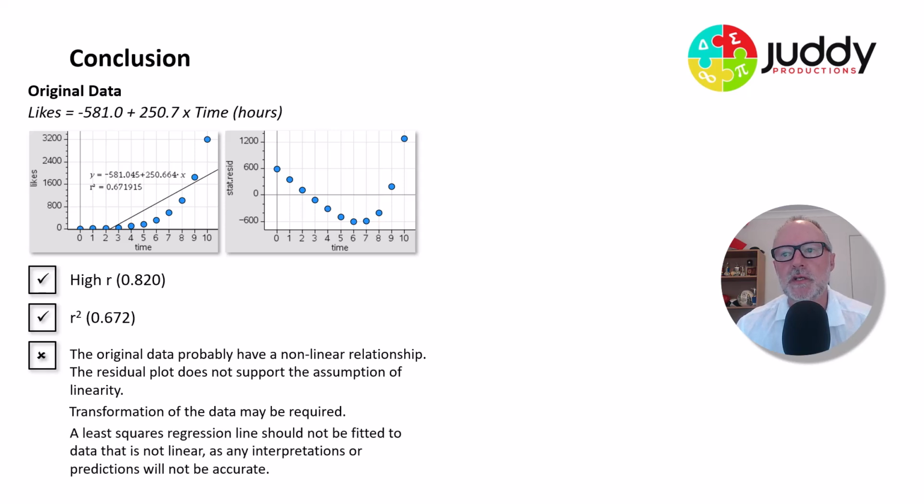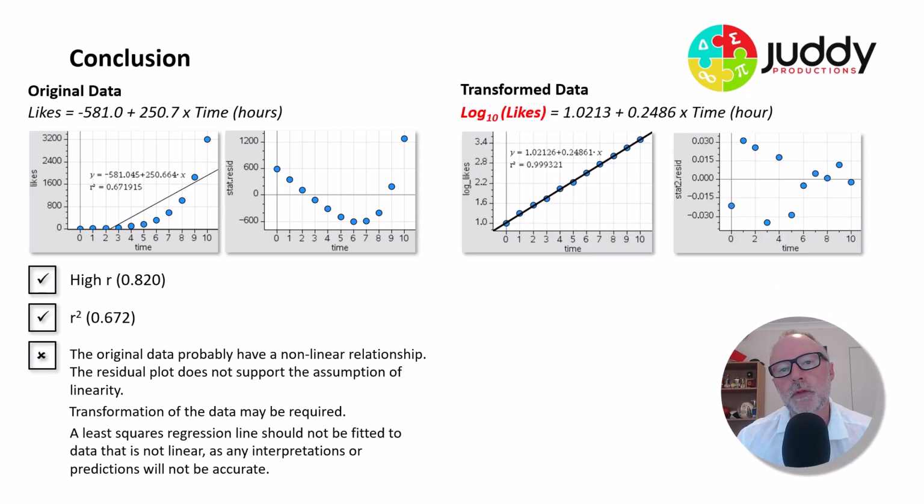A least squares regression line should not be fitted to data that is not linear, as any interpretations or predictions will not be accurate. We then performed a log to the base 10 y transformation. So our new least squares regression line for this transformed data is as follows. The log to the base 10 of the likes is equal to 1.0213 plus 0.2486 times the time in hours. And that generates a very linear relationship. It also generates a residual plot that has points scattered above and below the x-axis, almost equal numbers.